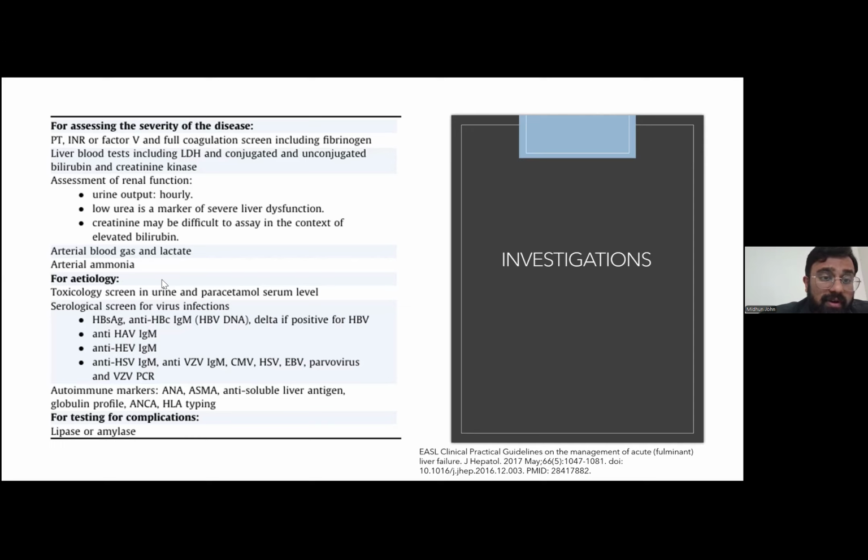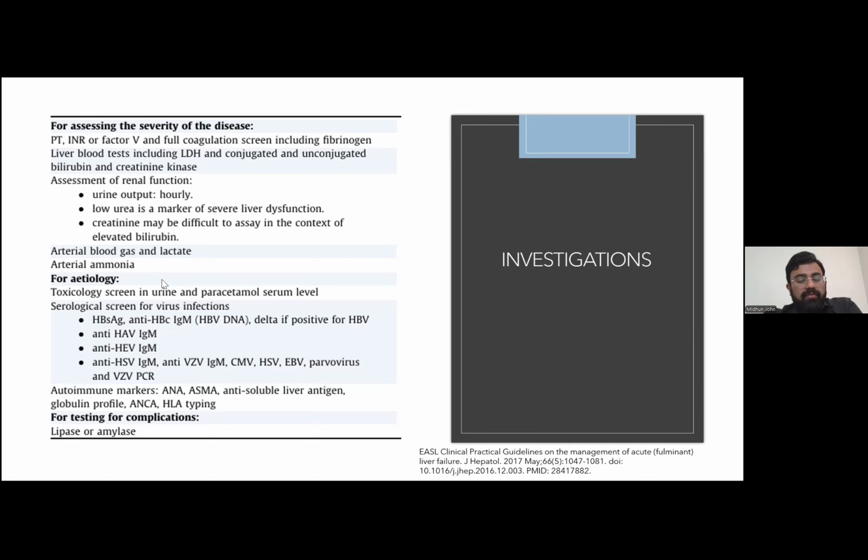The assessment of our renal function is quite important, with hourly urine output. A low urea is a marker of severe liver dysfunction because of the impaired conversion of ammonia. So being low is not a good thing, which means that our ammonia levels are quite high. Creatinine can be a bit difficult to interpret in the beginning in the context of elevated bilirubin. However, it is important to do.